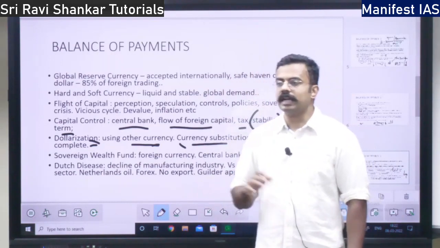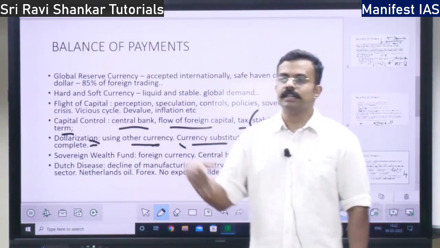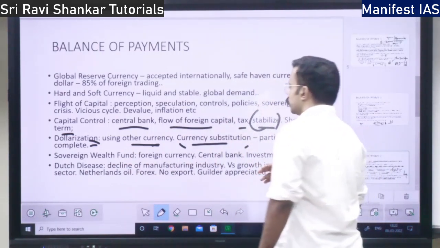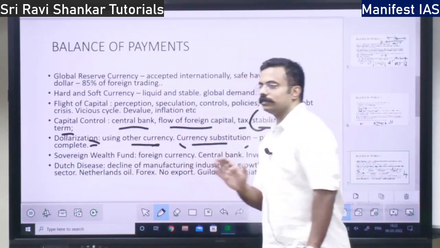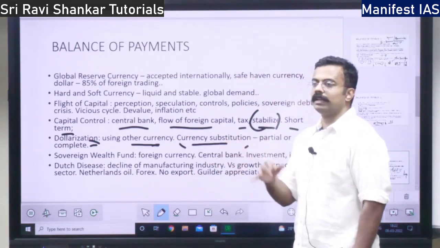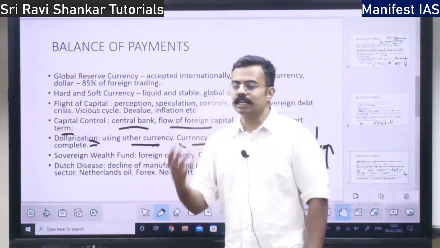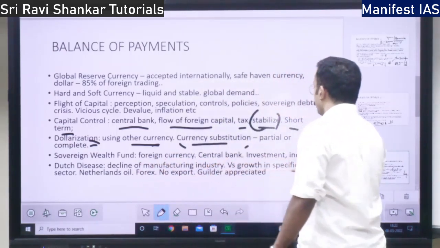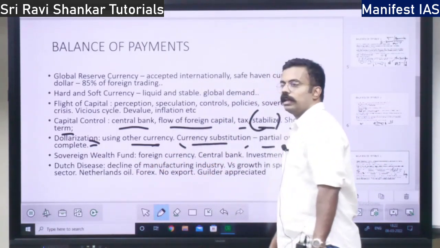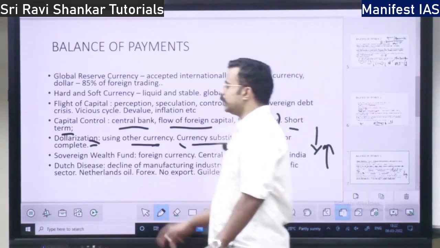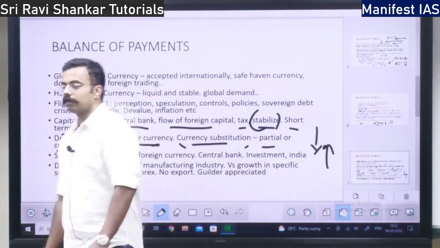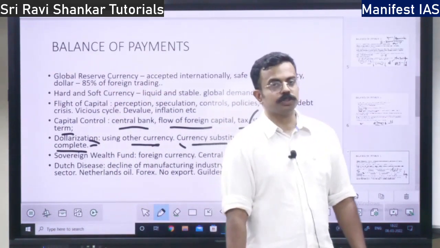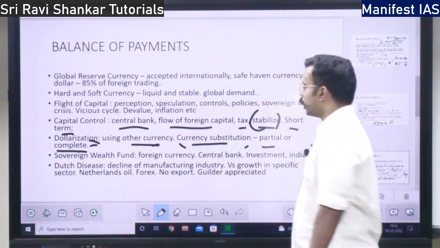Currency substitution means, instead of local currency, some other foreign currency will be used. If it is substituted not fully but in between, let's say 50% in local currency and 50% in foreign currency, it is called partial substitution. If all the local currency is substituted completely, then it is complete substitution of local currency by foreign currency.